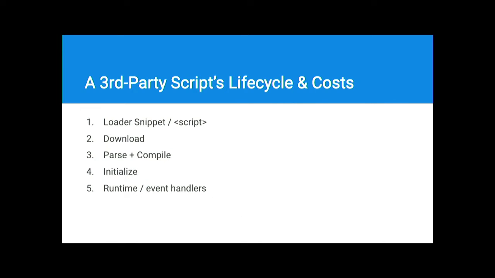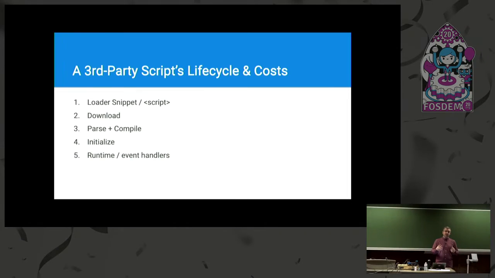So what we decided to do with our audit of our own code was kind of break up the life cycle of our script into 5 main phases. So first, you have your loader snippet, or how the script gets on the page. Maybe you include this in your JavaScript bundle. Maybe you load it via tag manager. But the browser needs to know to load your script in the first place.